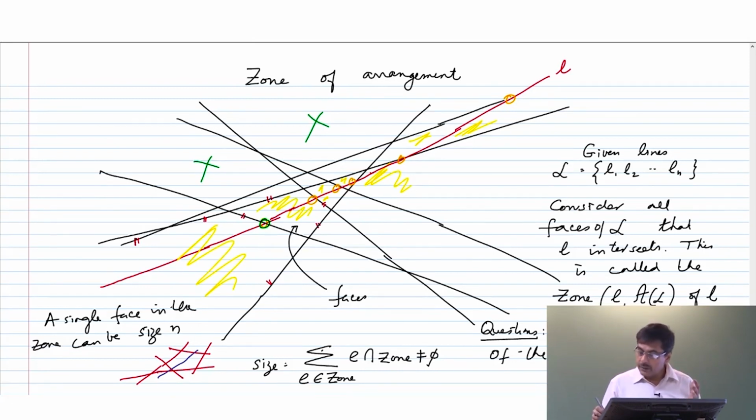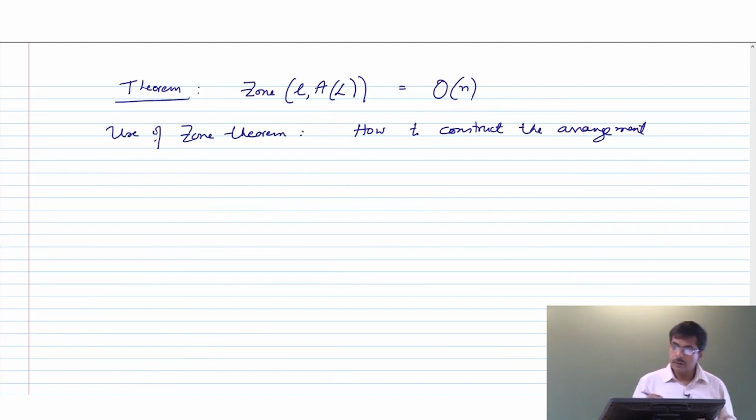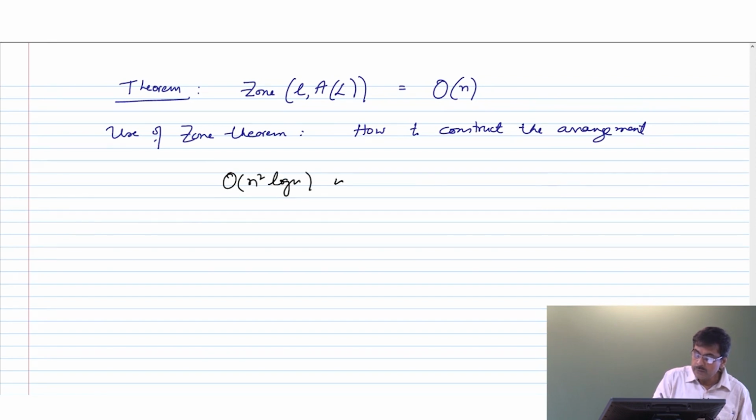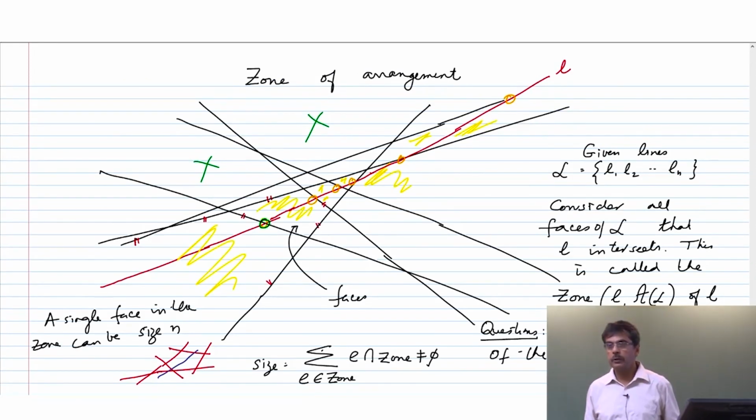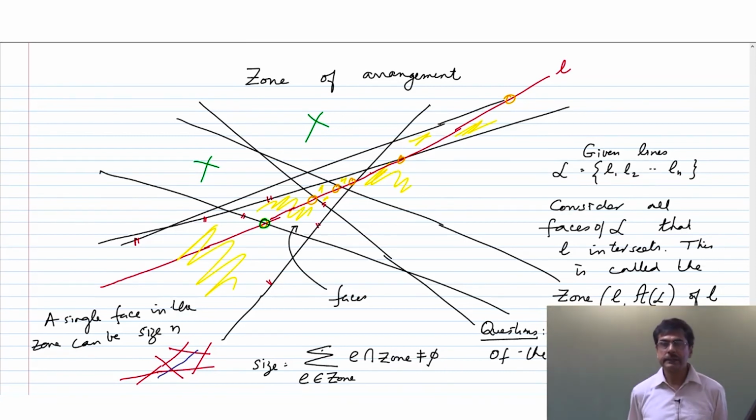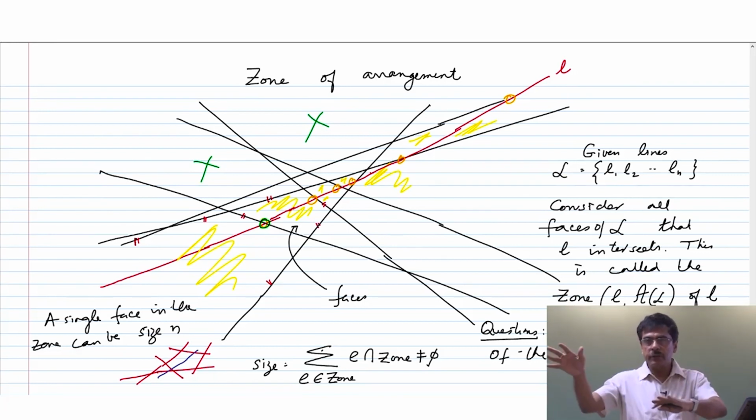Now, constructing the arrangement, I am saying that order n square log n is easy. Can you tell me why? If I had to construct this in order n square log n, it is very easy. All I need to do is take any line, compute the intersection points and sort them. So, on every line I have a sorted set of intersection points.